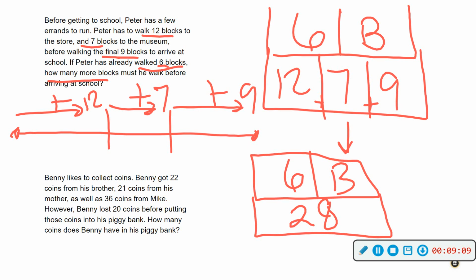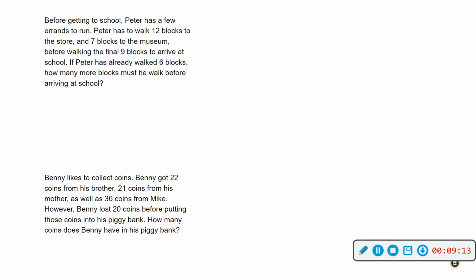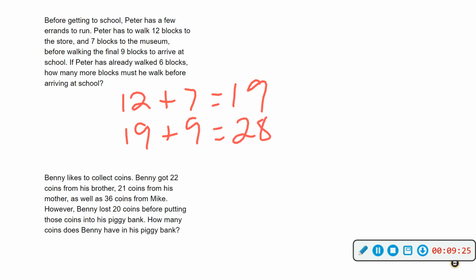So what would the equation look like? The equation looked similar. We need to add up the total amount of blocks that he went. 12 plus 7 equals 19. We're going to take 19 and add the additional 9 blocks for 28. Once we have that 28, we need to say that he has already walked 6. So that would be 28 minus 6, and that would give you the number of blocks that he still has to walk.